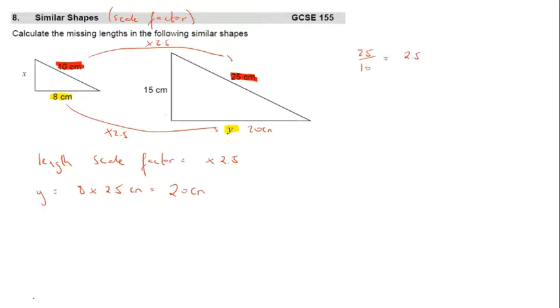And now if I want to find x, it matches up to this side here. But this time round, because I'm going from 15 to 50, obviously x is smaller than 15. So going from this direction, I am timesing by 2.5. If I'm going to go backwards, I would have to divide by 2.5. So x is going to be 15 divided by 2.5, which is 6 centimeters. That is really easy, and that question is done.